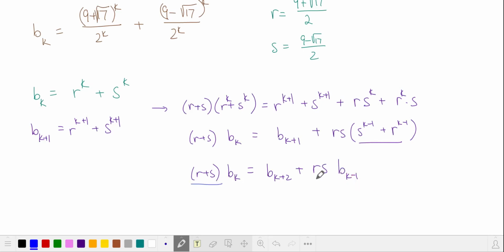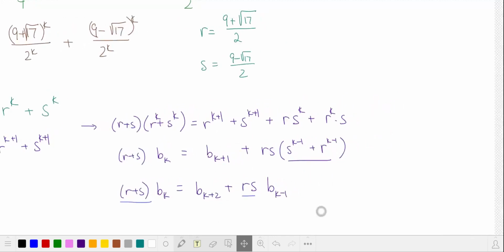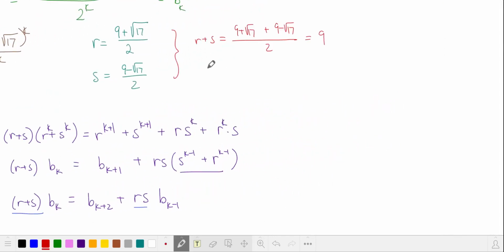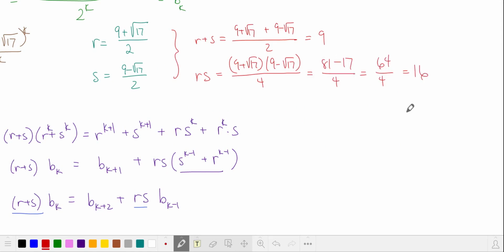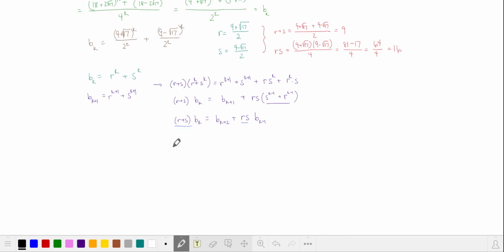Let's see if we can find these quantities, the sum of r and s and the product of r and s. The sum is 9. We have the difference of squares again in our numerator, and our numerator is 64. So that means the product is 16. So let's solve for b sub k plus 2 in terms of the previous two terms. And we'll substitute 9 and 16 for the sum and the product of r and s.